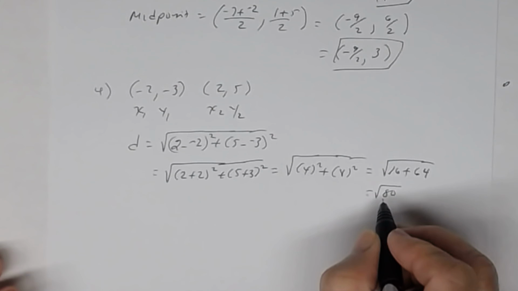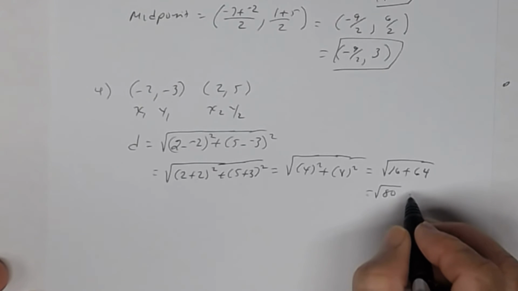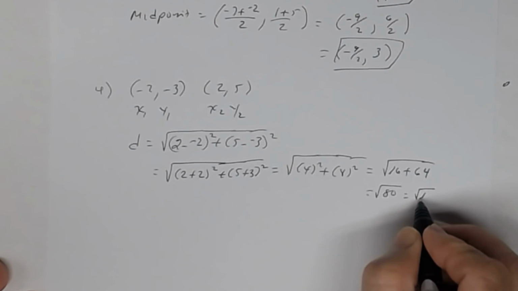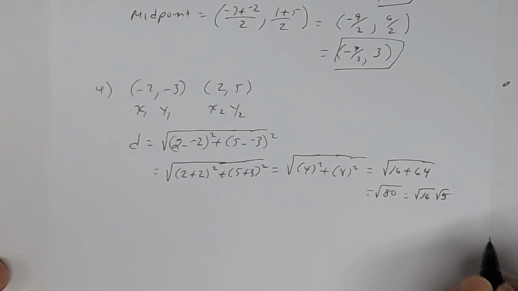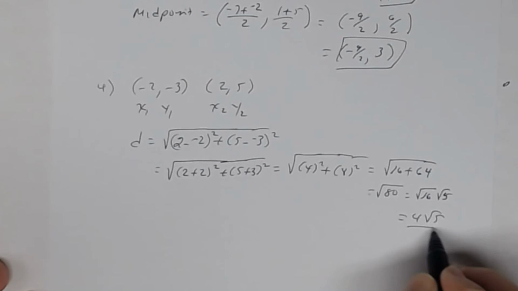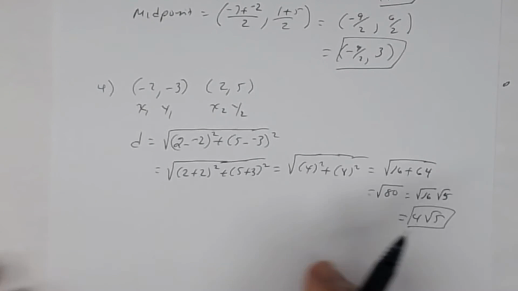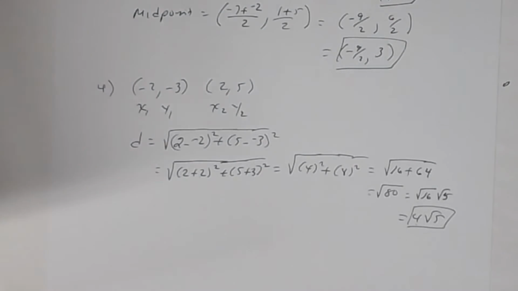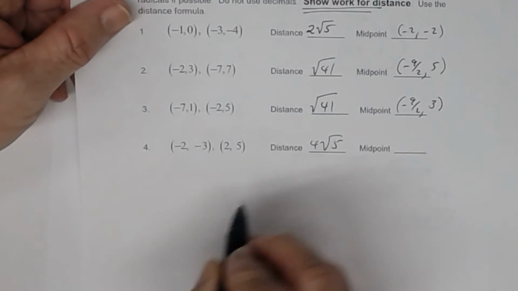Now there's several perfect squares that go into 80, like 1, 4, but the largest is 16. So I'm going to write this as the square root of 16 times the square root of 5. And so the square root of 16 is 4, so you get 4 square root of 5. So that's the answer, because it did say to simplify the radical. All right, so that is the distance between those 2 points. So 4 square root of 5.